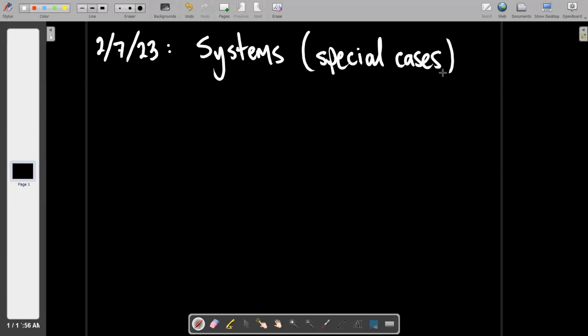Every single system I've given you so far, even though we haven't talked about it, has been two lines that cross at one point. You could look back at every problem we've done for the last 2 weeks, and every single problem has an answer, an X and a Y, right? That's a point where two lines cross. So what's going to change today is we're going to get back now and talk about when we graphed.